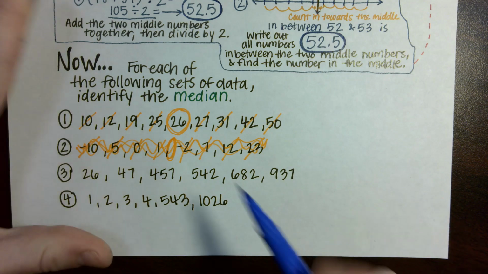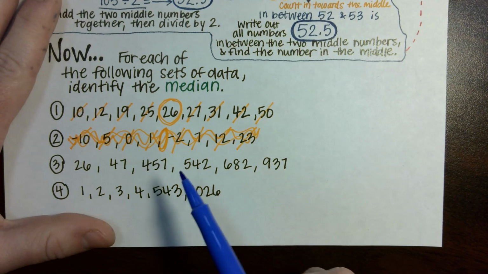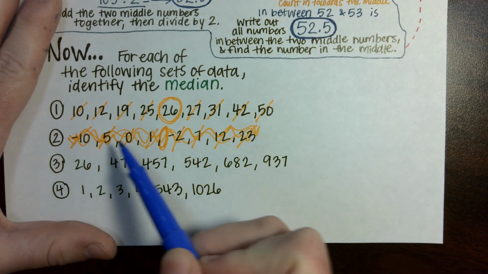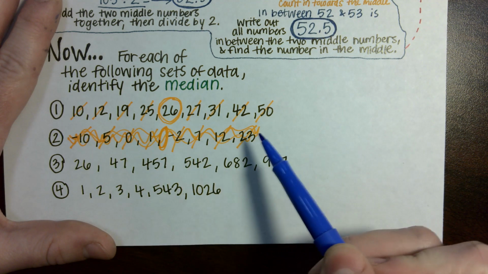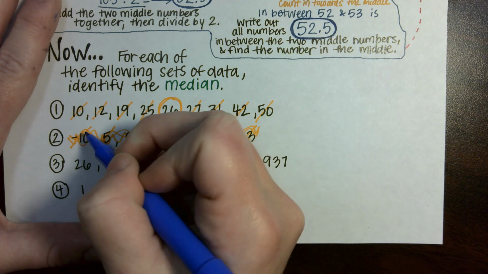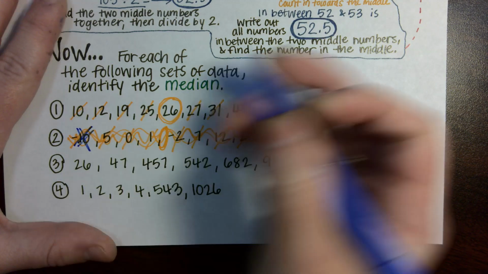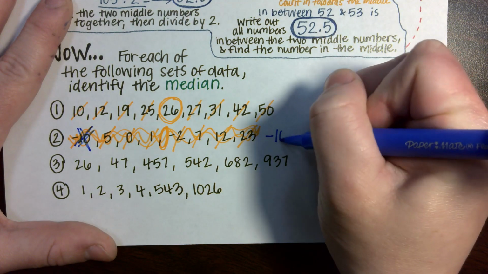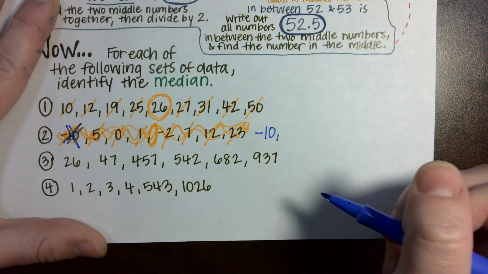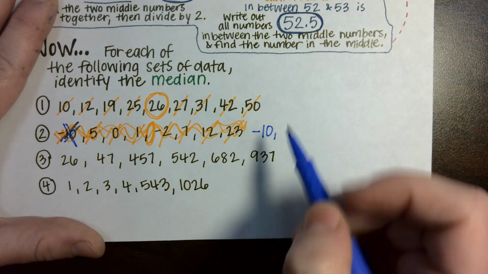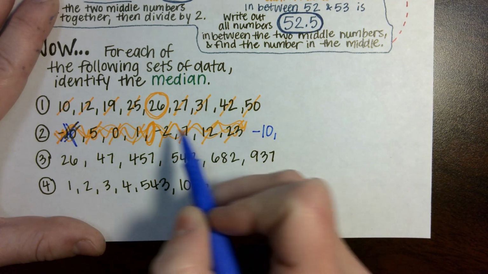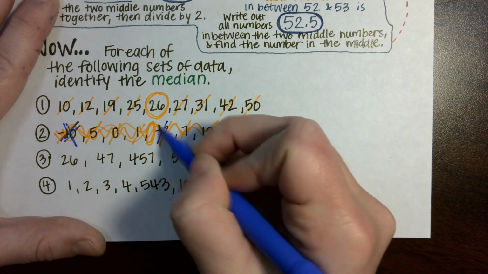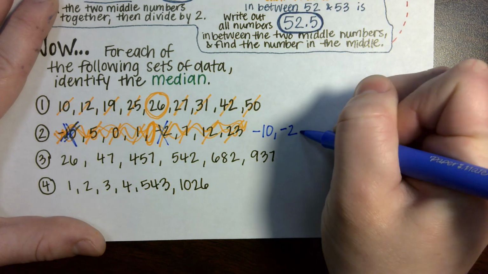Okay, let's order our numbers. Out of all these numbers, which one is the smallest? -10. So I'm going to cross that off and rewrite it to the side. Thank you, guys. Yep, that's where we would get a wrong answer. Okay, so -10. What's my next smallest number? -2. So I'm going to write -2.